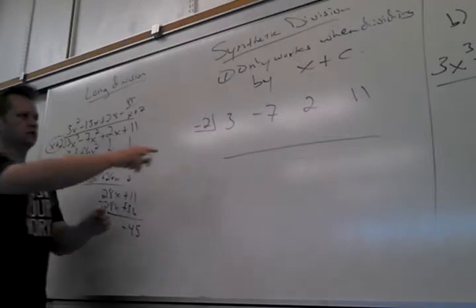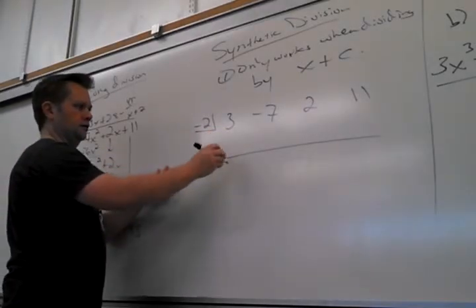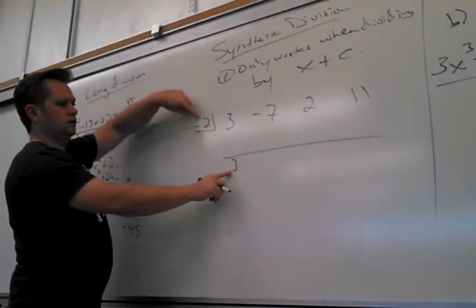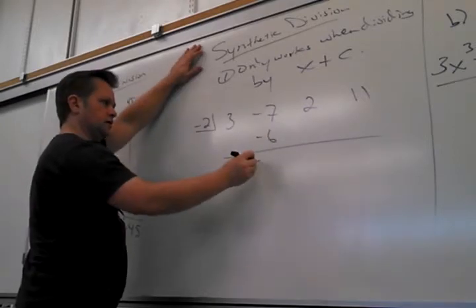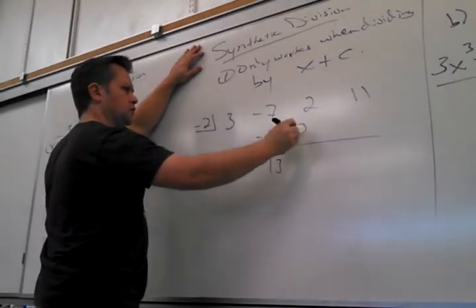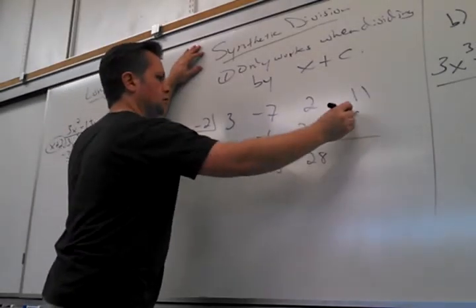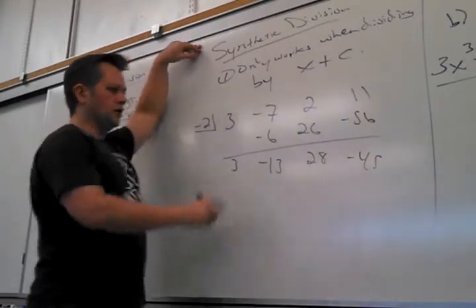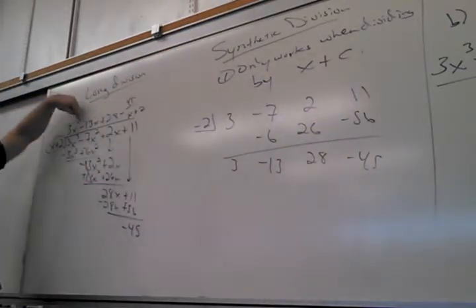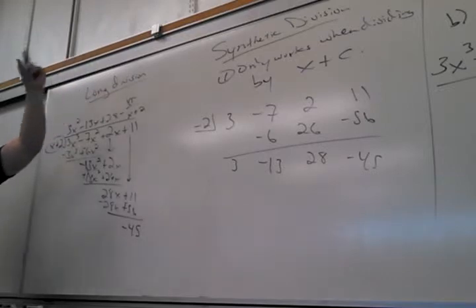So now, how does this work? Drop 3, negative 6. Add, multiply, add, multiply, add. And of course, those are the coefficients of the answer that we already got, right?